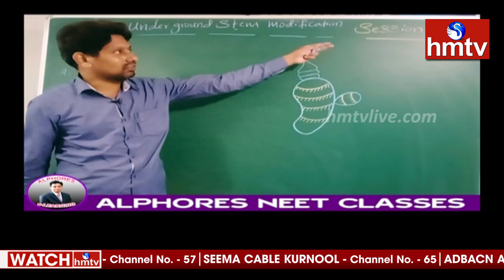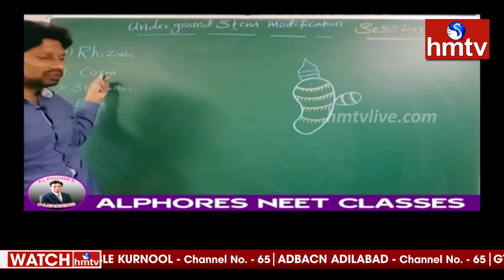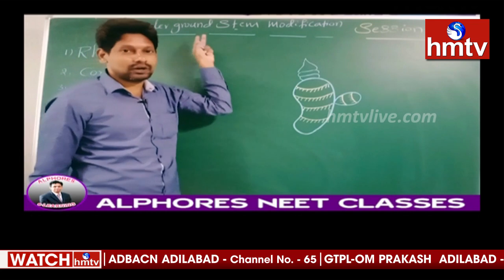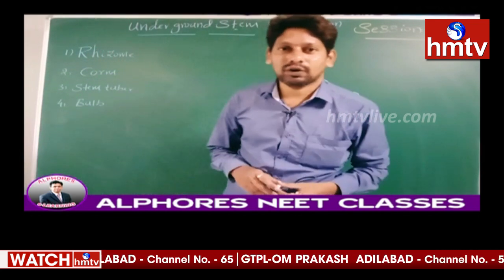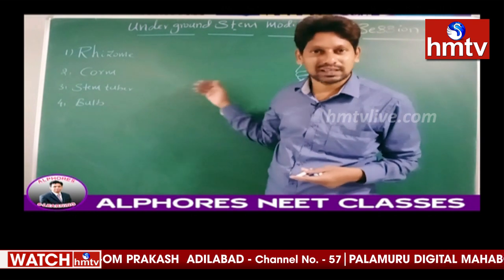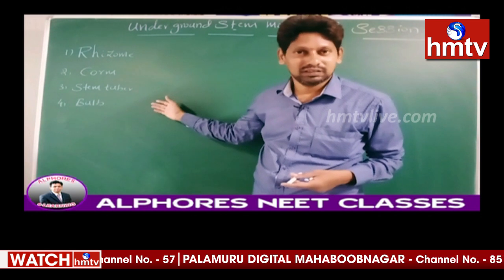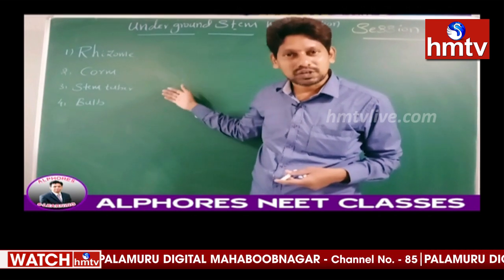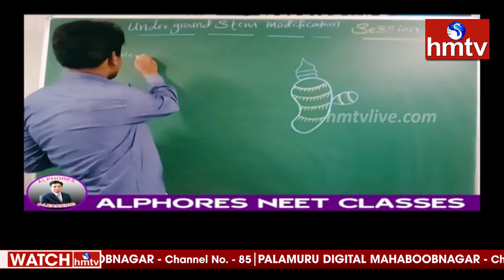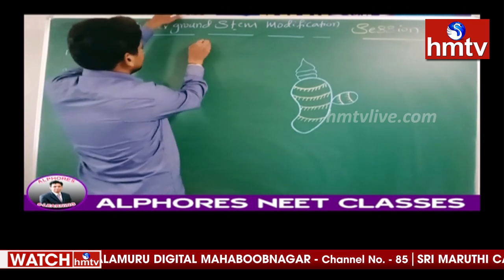In today's session, session 10, we are going to discuss corm. In the previous session, we started underground stem modifications. Underground stem modifications are of 4 types: rhizome, corm, stem tuber and bulb. We already completed the first one, rhizome. Now go for the second one. What is a corm?